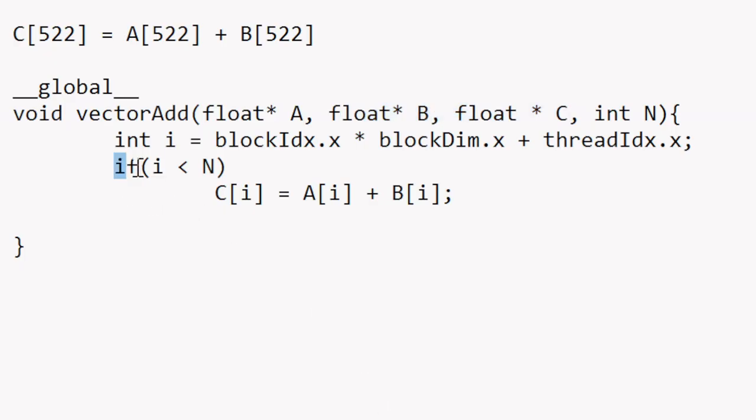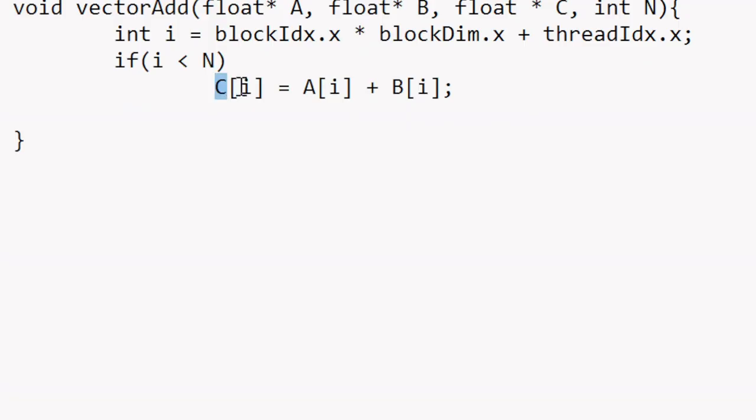Now this is the if condition to check the boundary. This prevents threads from accessing memory beyond the end of the array. Suppose we launch 1024 threads but only have 1000 elements. The last 24 threads would be out of range. So this check keeps the program safe.